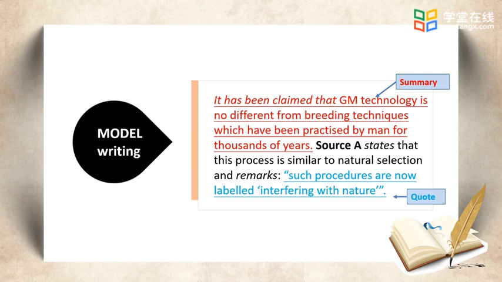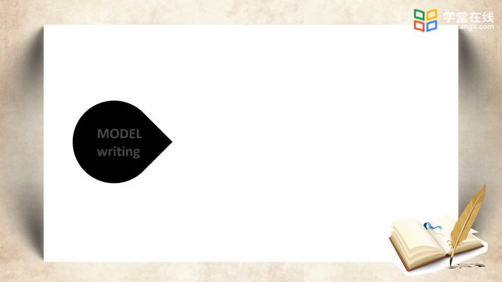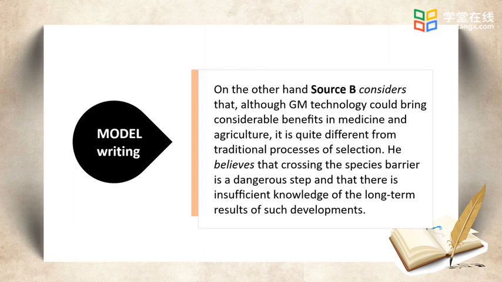practiced by man for thousands of years. Source A states that this process is similar to natural selection and remarks, "such procedures are now labeled interfering with nature." On the other hand, Source B considers that, although GM technology could bring considerable benefits in medicine and agriculture, it is quite different from traditional process of selection.